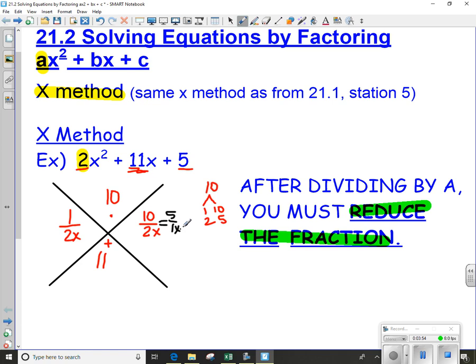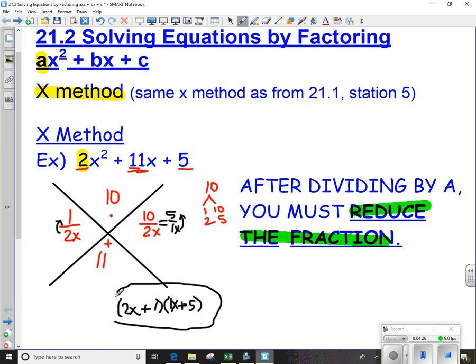Now, just like we did previously with the x method, I'm going to read my answer from the bottom up. Here on the left-hand side, if I read that first set of parentheses, it's going to be 2x, the positive 1, so 2x plus 1. And for my second set, I read the reduced fraction. So now I have a 1x, or just x, and the reduced fraction is a plus 5. And so there is my answer.